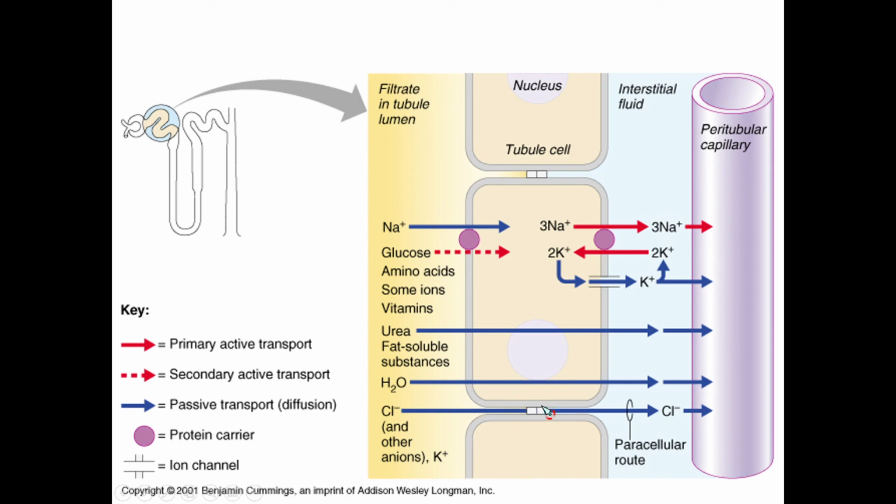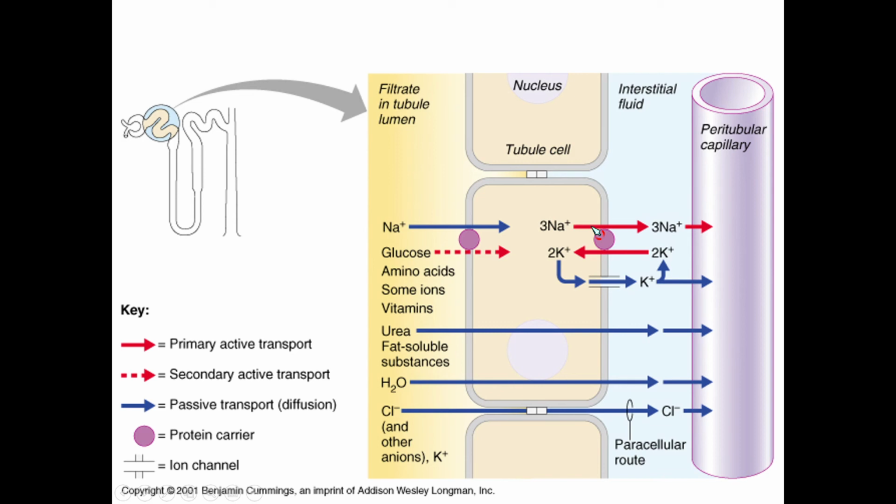This is your paracellular pathway, and this chloride is using the paracellular route between the cells, and this is your transcellular pathway. And then glucose is reabsorbed through the sodium. This is your primary active transport, which is using the energy, primary active transport.